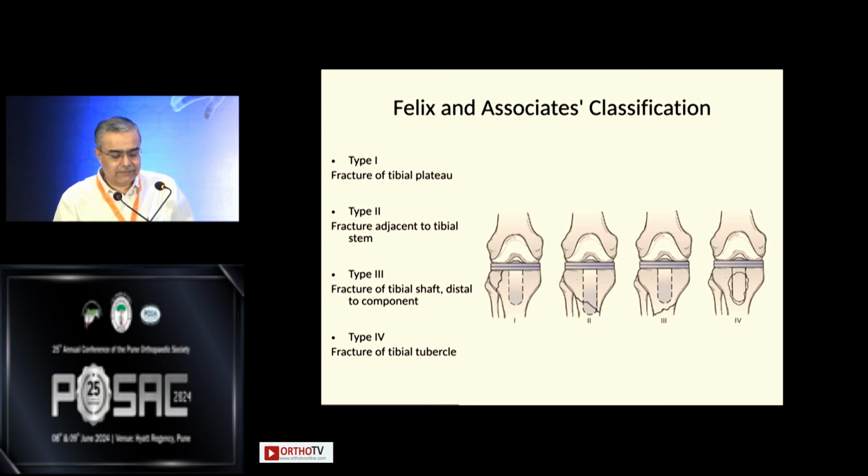The Felix et al. classification states type 1 is a fracture of the tibial plateau. Type 2 is a fracture adjacent to the tibial stem. Type 3 is tibial shaft and distal to the component. And type 4 is a tibial tuberosity fracture.